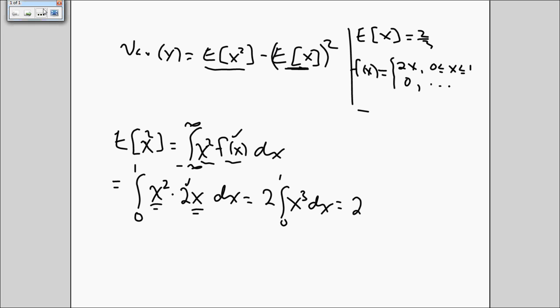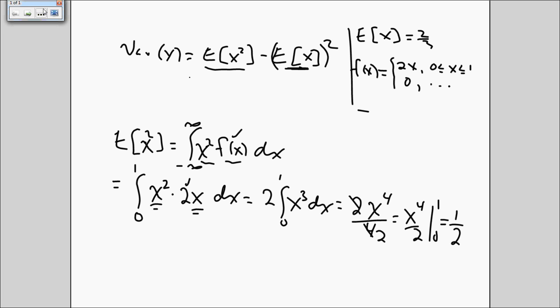The 2, the integral of x cubed. Make the power 1 more, divide by that same power. It turns out that 2 goes into the 4 two times. So you get x to the 4th over 2 from 0 to 1. If you work it out, you get a half.